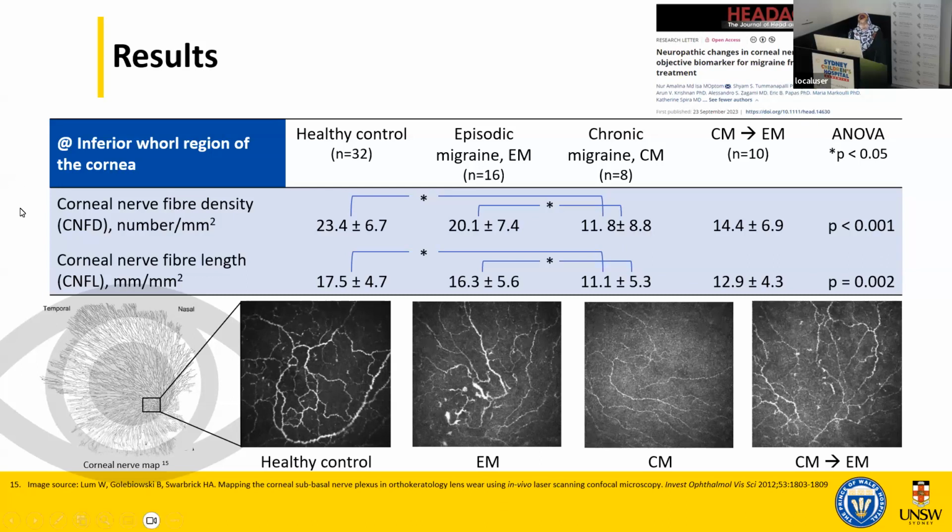Our study found that the corneal nerve fiber density and corneal nerve fiber length in people with chronic migraine is significantly lower compared to those with episodic migraine and healthy controls. We also found that the corneal nerve morphology is not much different between episodic migraine and the CM to EM group. The picture here shows the corneal nerves of our healthy controls, episodic migraine patients, chronic migraine patients, and CM to EM patients.